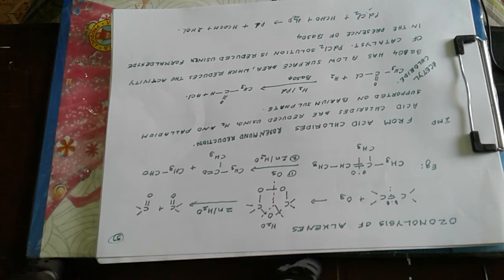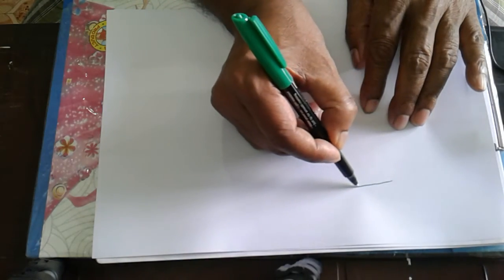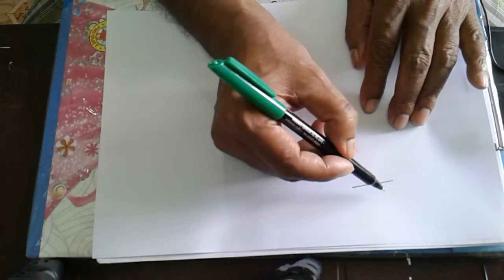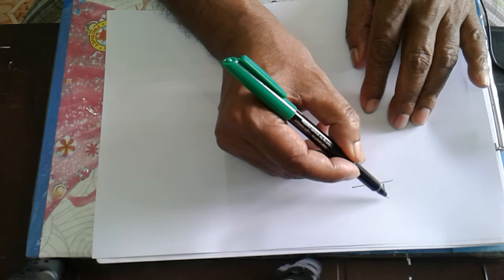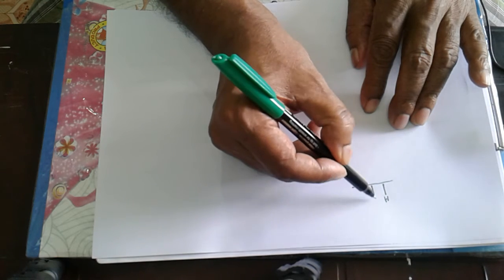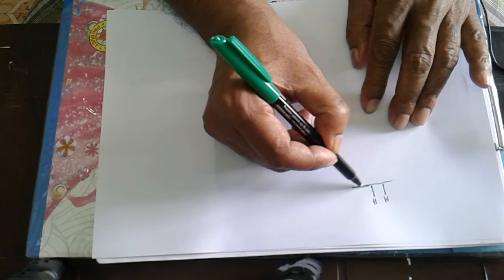Now the metal catalyst with a low surface area will have hydrogen atoms adsorbed on these metals.